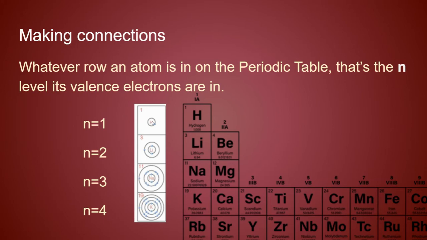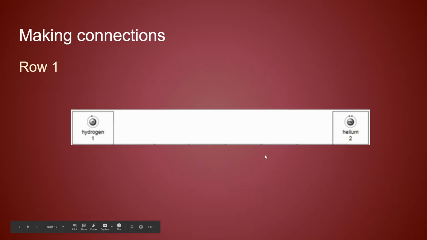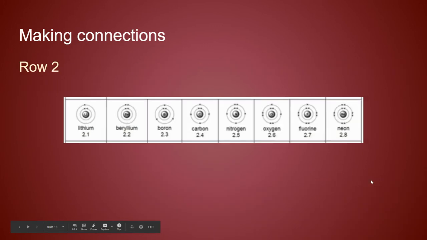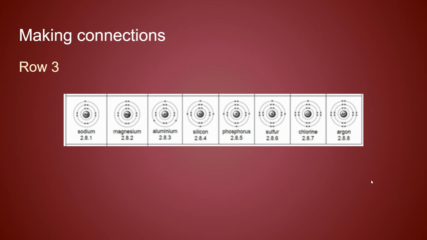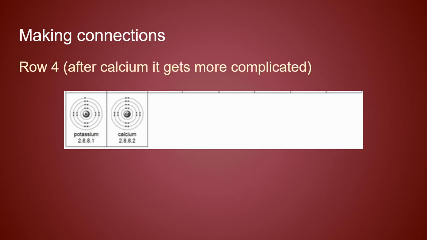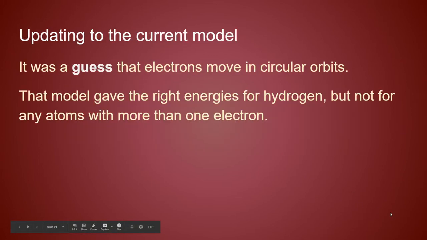N equals 1, first row. N equals 2, we got 2 levels, second row. N equals 3, 3 levels, third row. N equals 4, 4 levels, fourth row. So row 1, row 2, row 3, row 4. After calcium, it gets more complicated.